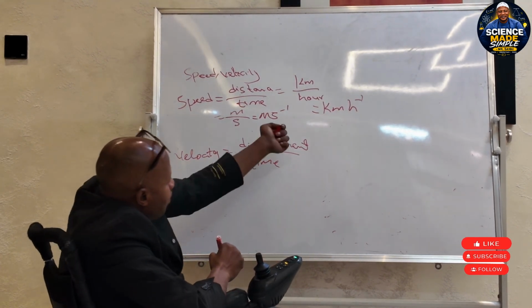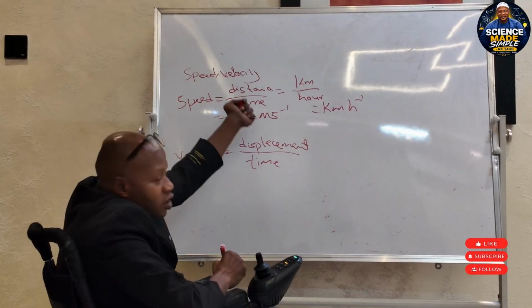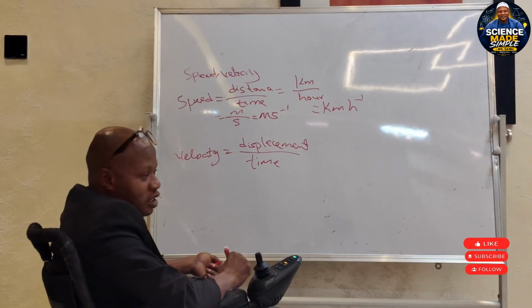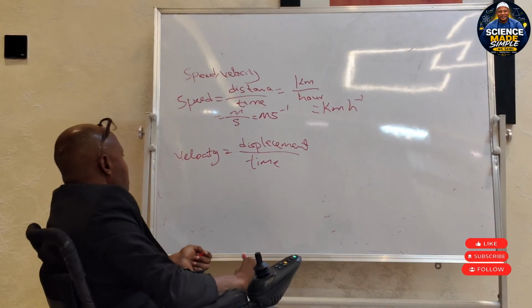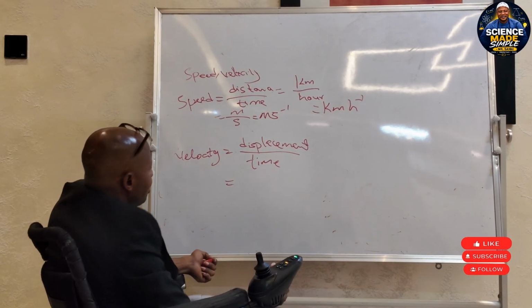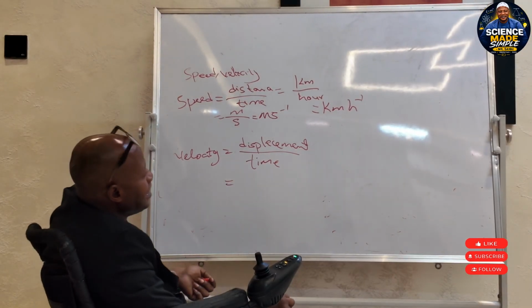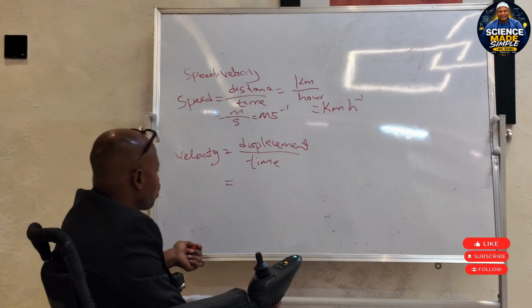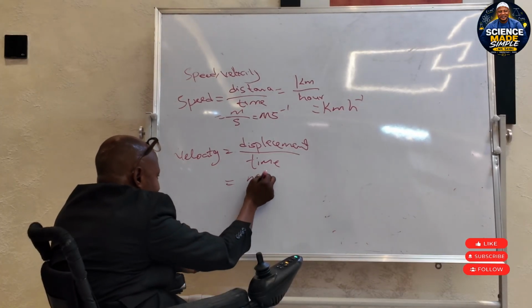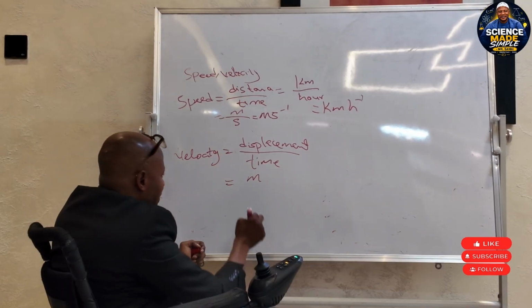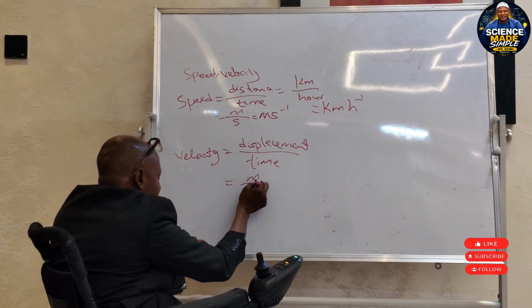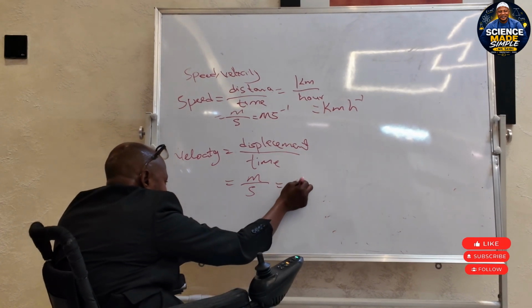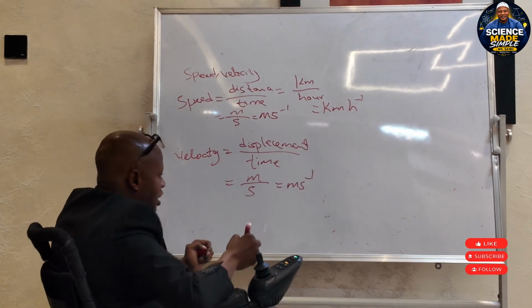You can convert from kilometer per hour to meter per second, or from meter per second to kilometer per hour. It depends on the question. Now, displacement. We say displacement is distance in a specified direction. Displacement is also in meter. Since it's distance in meter over time in second, the unit for velocity is also meter per second.